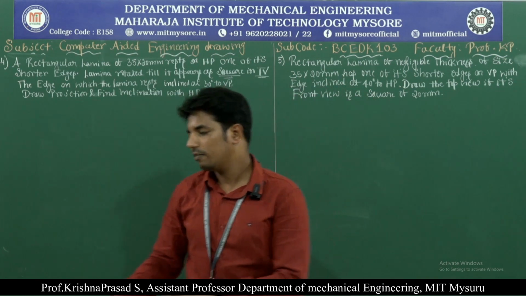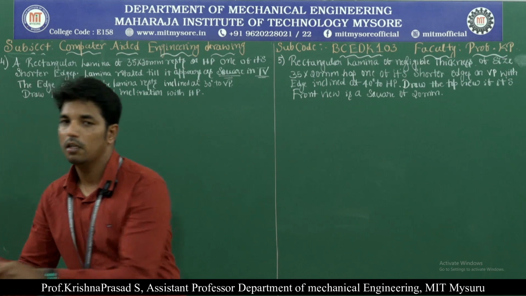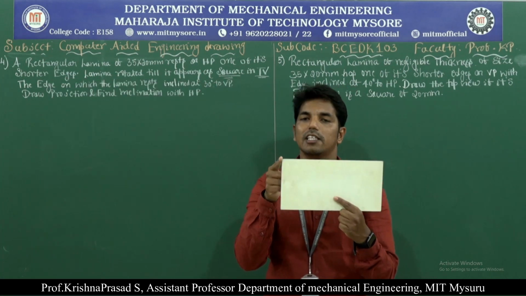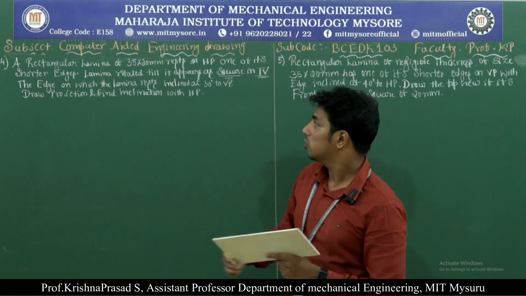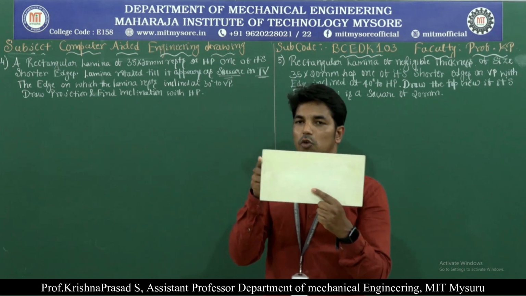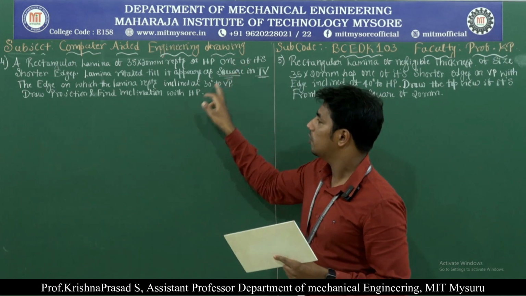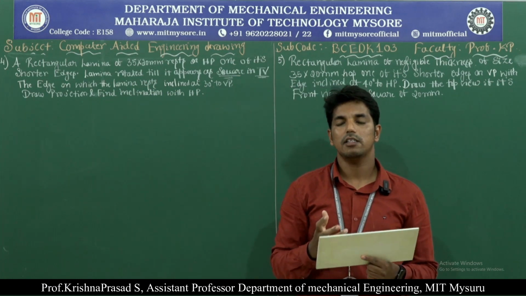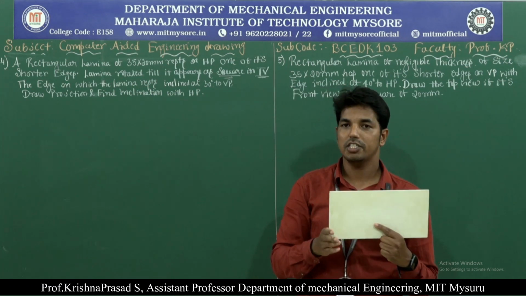Okay, here they have given the rectangular lamina. So that means in the case of the rectangular lamina, we have the longer edges as well as the shorter edges. So what is the dimension of the longer edges? That is 35 into 20 mm, and the lamina is going to rest on one of its shorter edges. Okay, so the lamina is resting on one of its shorter edges.